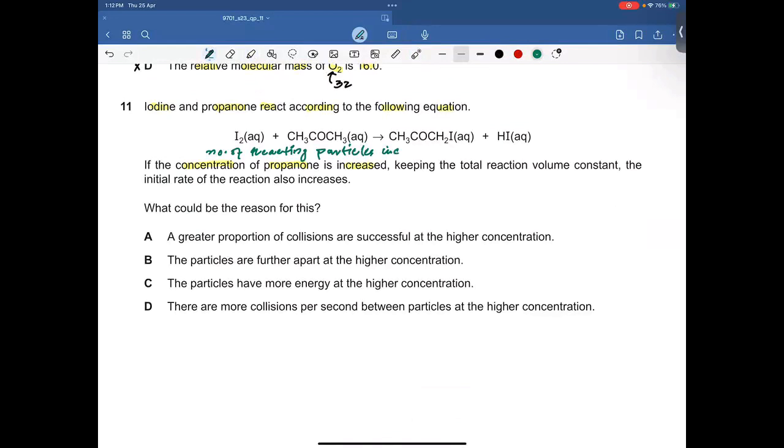If the number of reacting particles increases, effective collisions in a unit time increase, and so the rate of reaction increases. Keeping the total volume constant, the initial rate of the reaction also increases. All right. So if concentration increases, initial rate increases.